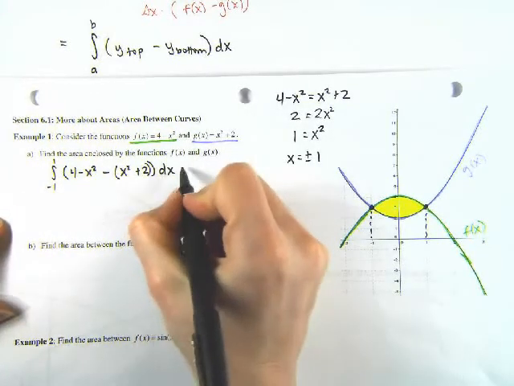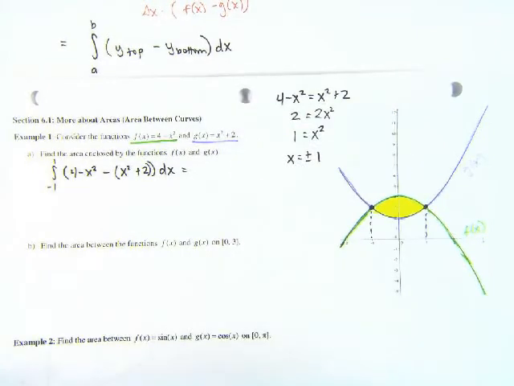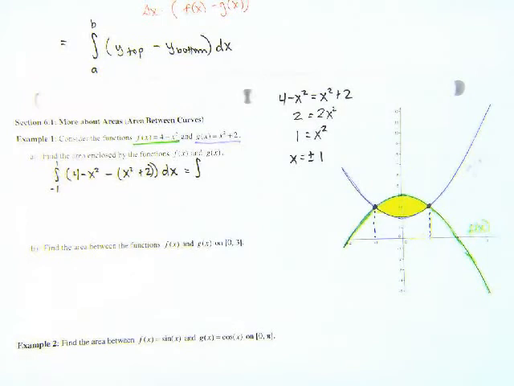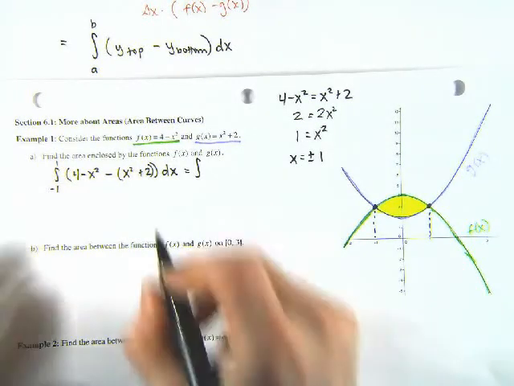Okay, and then now we're going to go through and integrate this, which is going to be the more straightforward part. So pretty much in all of chapter 6, setting it up is the difficult part, and then once you have that, it's pretty easy to evaluate.